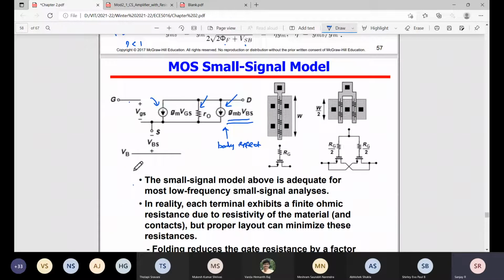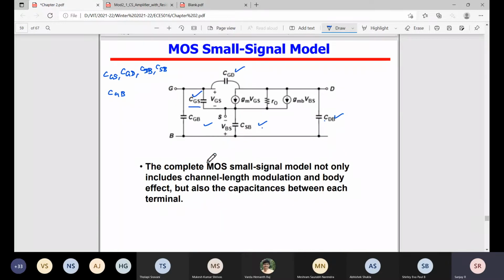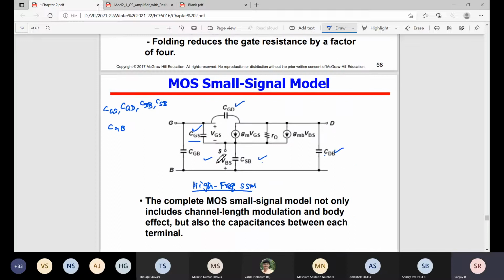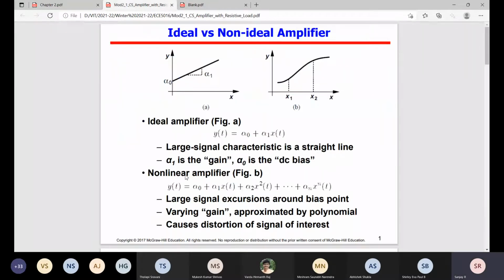So this is the low frequency small signal model, but this is the high frequency small signal model. What is low frequency simply? Simply DC. Low frequency means DC. Fine. So that's all about the small signal model. With this, today we'll start module 2, the common source amplifier.